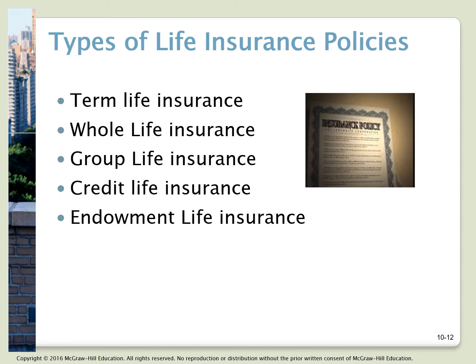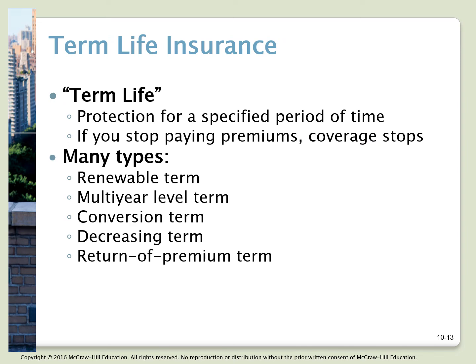Types of life insurance policy: term life insurance, whole life, group life, credit life insurance, endowment life insurance. Walking through those policies. Term life is protection for a specified period of time. If you stop paying premiums, coverage stops. Simple, straightforward. Many types: renewable, multi-year level term, conversion term, decreasing term, return of premium term.